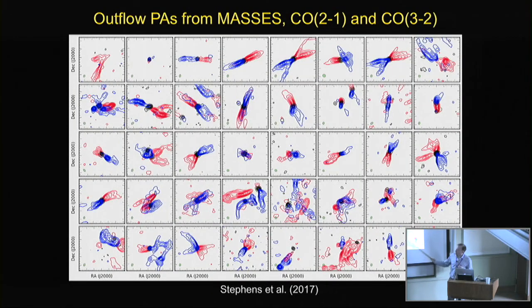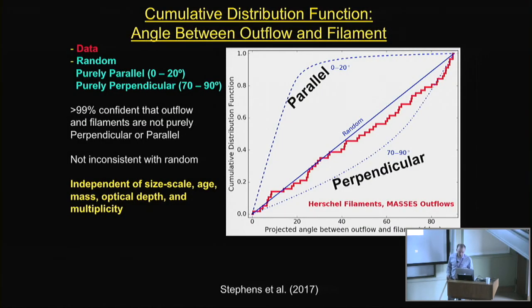And then we compare it to the outflow direction, so the angular momentum of the star, and see, okay, is angular momentum transferred from these filamentary structures to protostars. So this is what we actually observe. Again, it's another cumulative distribution function, and this time we're looking at the projected angle between the outflow and the filaments. The outflows we're measuring in MASSES, the filament direction we're measuring with Herschel.